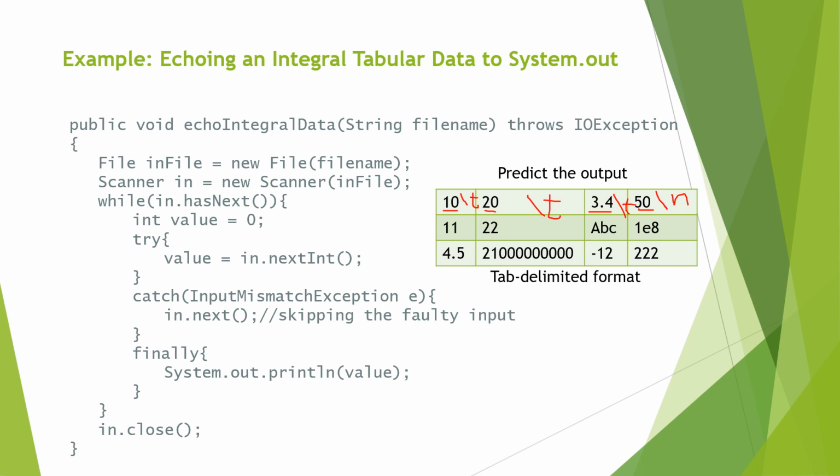The next row is stored in the next line, and again between 11 and 22 you have a tab. Between 22 and ABC you have a tab, so on and so forth. And again at the end of the second row we have a new line, and finally the last row is written here, and then after that we have no other character but an end of file. End of file is a special character that ends the file. So this is called the tab delimited format. Normally the extension of this type of file is .txt.